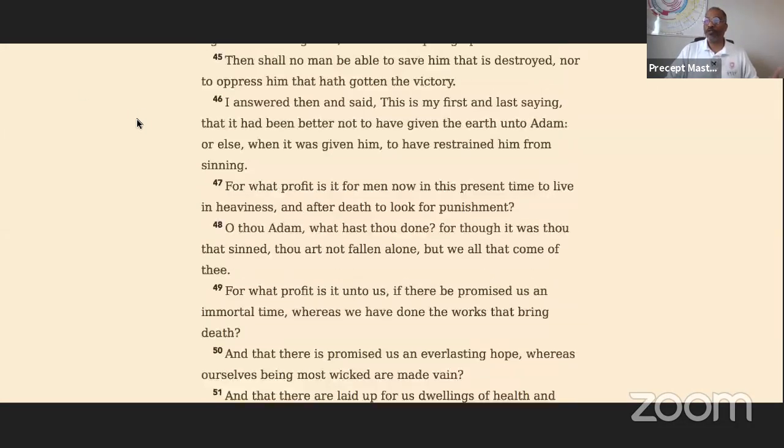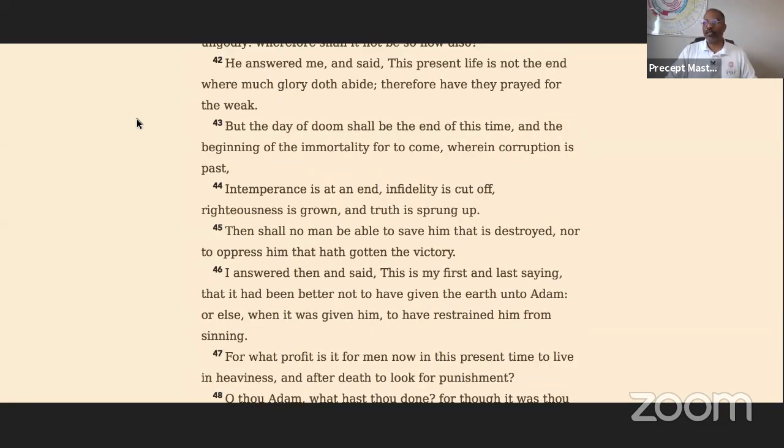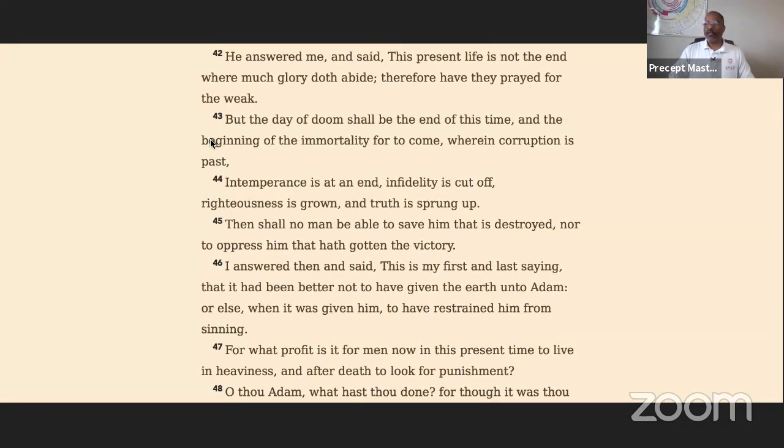We're going to read verse 43 and verse 44 and see why I'm saying it's a condition. It says, but the day of doom shall be the end of this time, and the beginning of immortality for to come, wherein corruption is past, intemperance is at an end, infidelity is cut off, righteousness is grown, and truth is sprung up. So you're talking about going from one condition to another. It's constantly changing over. So these are what's going on.